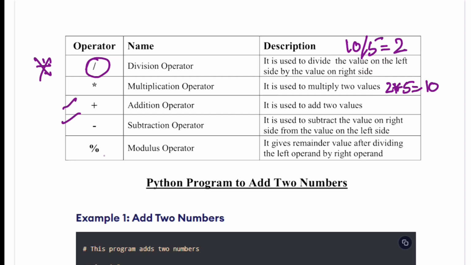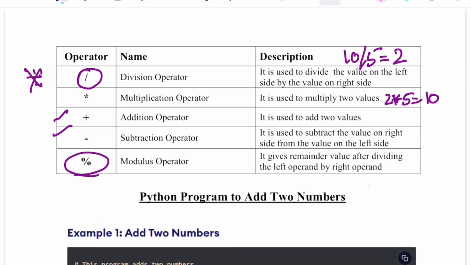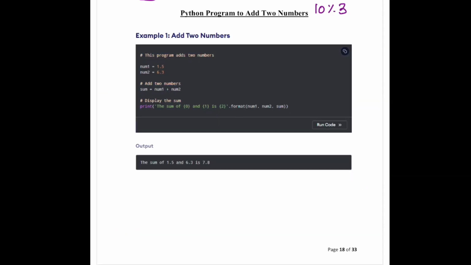Now comes the modulus operator. It gives the remainder value after dividing the left operand by the right operand. So if I write 10 modulus 3, what will happen? It will perform the calculation the same way. 10 divided by 3. 3 3s are 9. How much is left? 1. Normally in division we use the quotient value, but in modulus we are going to use the remainder value. So the answer is 1. I hope you got it.